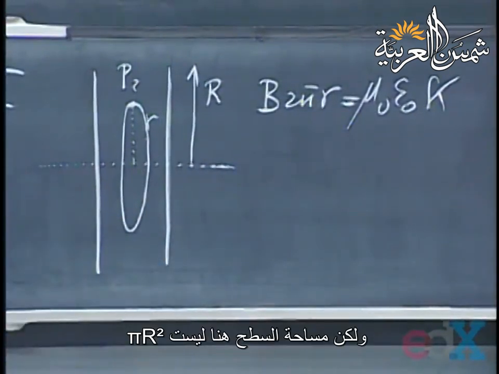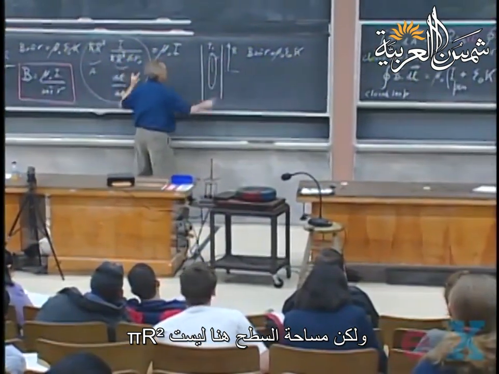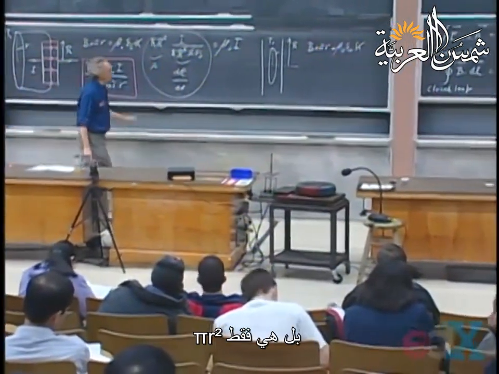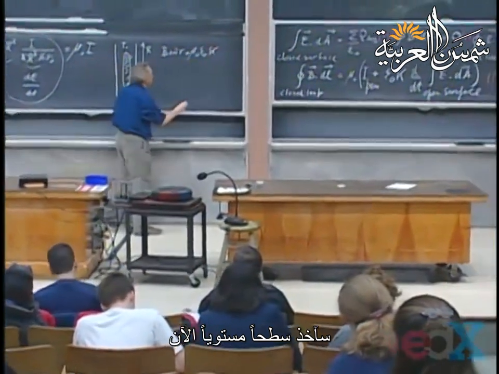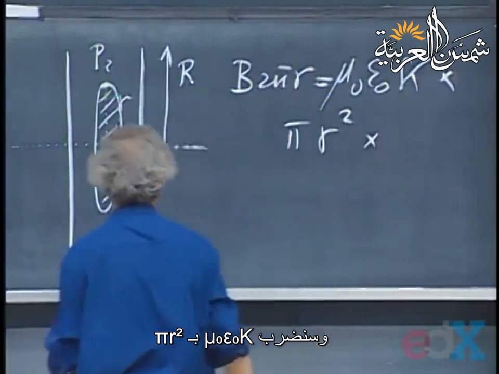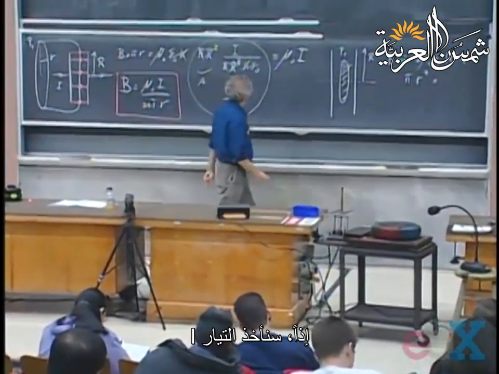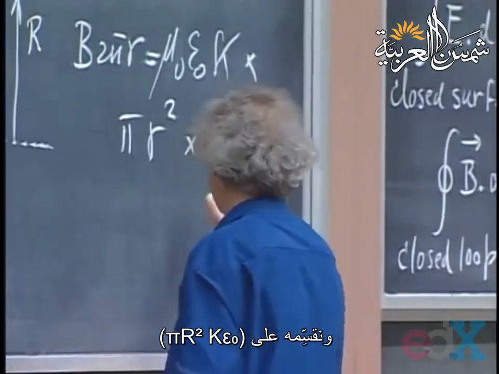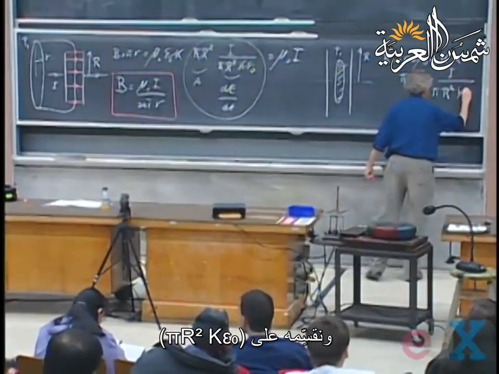But now the surface area right here is not pi capital R squared, where there is a changing electric field, but it is only pi little r squared. I take a flat surface now. And so now we multiply this by pi little r squared, and then of course dE dt is the same. So we get our current I divided by pi capital R squared divided by kappa epsilon zero.